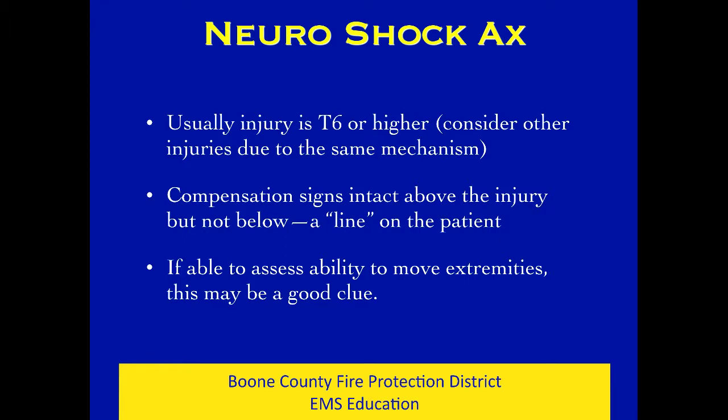Same thing at T10. If the injury is a little bit lower at around T10, typically that line may occur around the belly button, around the umbilicus. And so they'll be cool, pale, and clammy on their face and shoulders and upper chest, but lower abdominal area and legs are going to be flushed, warm, and dry.